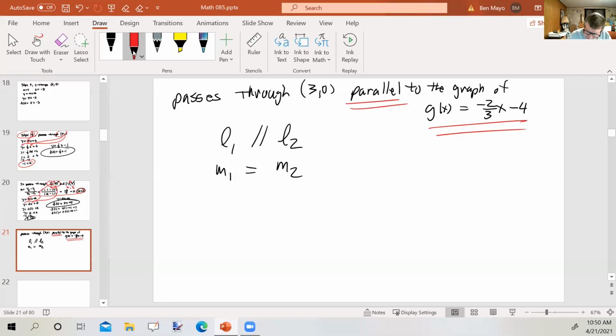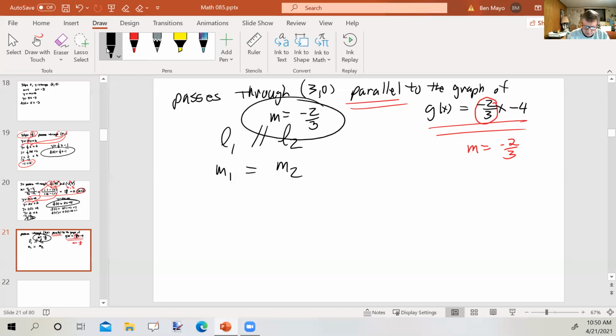So let's take a look at this g of x. The slope is negative 2/3. So that means the slope that we want to use for our new line is also negative 2/3. So now I know the slope. So using y equals mx plus b, I can take the negative 2/3 and put it in the place of m.